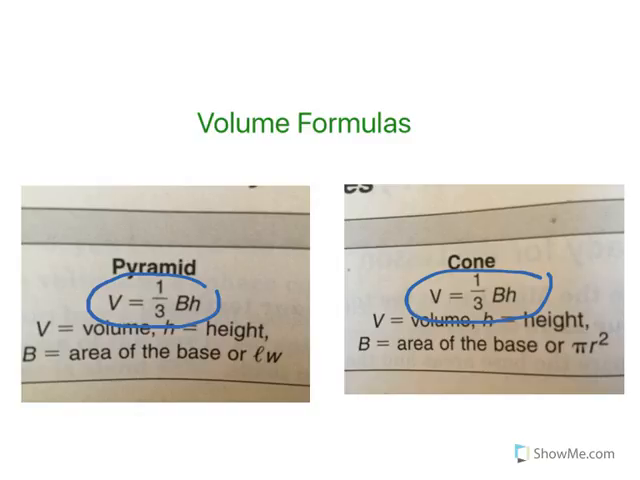And if we're thinking about the difference between a pyramid and a cone, a pyramid has a base that's kind of a square, okay? So it's going to be length times width, or a rectangle. And a cone has the base of a circle, and that area is going to be pi r squared. So we're going to plug in pi r squared for the base of the cone, and length times width for the base of the pyramid while working out these problems. So again, just refer back to these formulas when solving for the volume of pyramids or cones.